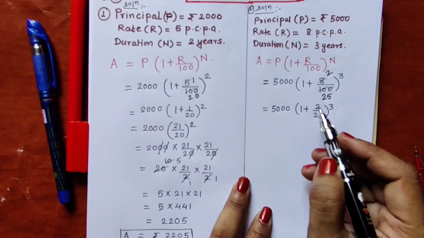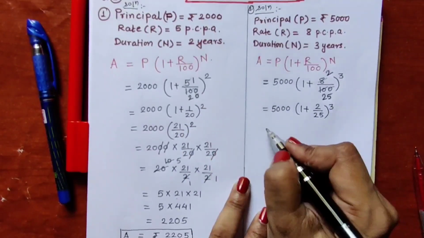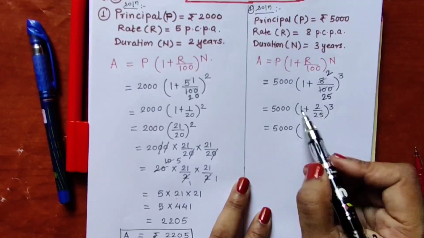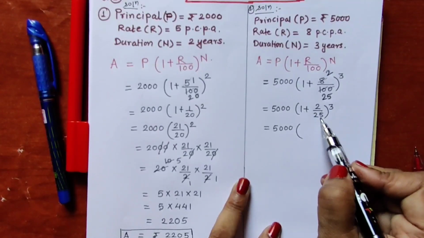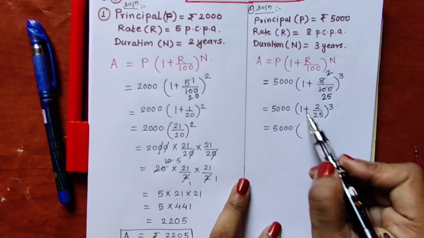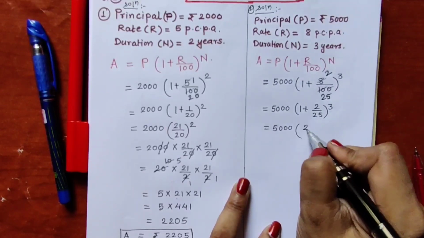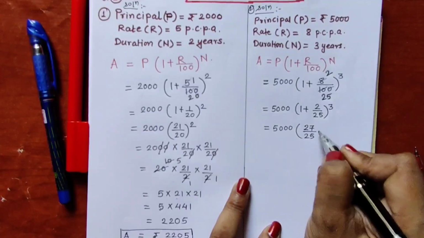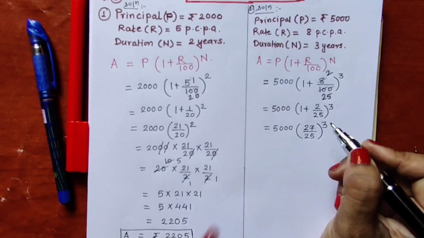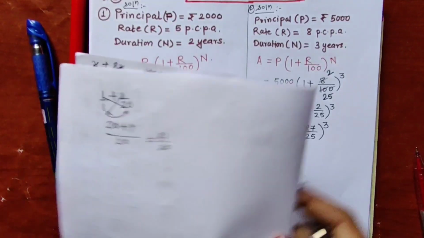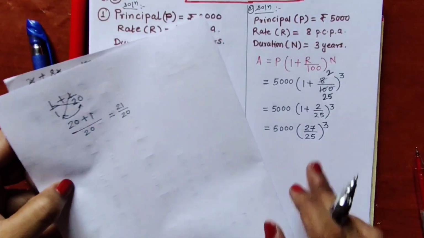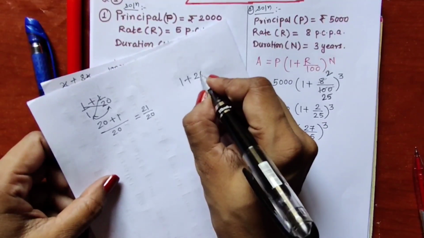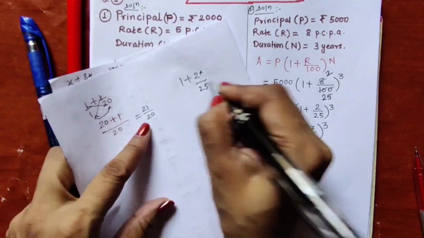Now we have to cross multiply. Here I have shown you the cross multiplication. So here I will be doing it orally. 25 ones are 25, plus 2 ones are 2. So 25 plus 2 will be 27 upon 25 ones are 25 raised to 3. Cross multiplication is the same way as I have shown you for the earlier 1 plus 1 upon 20. I will be showing you again. 1 plus 2 upon 25, we have to cross multiply.